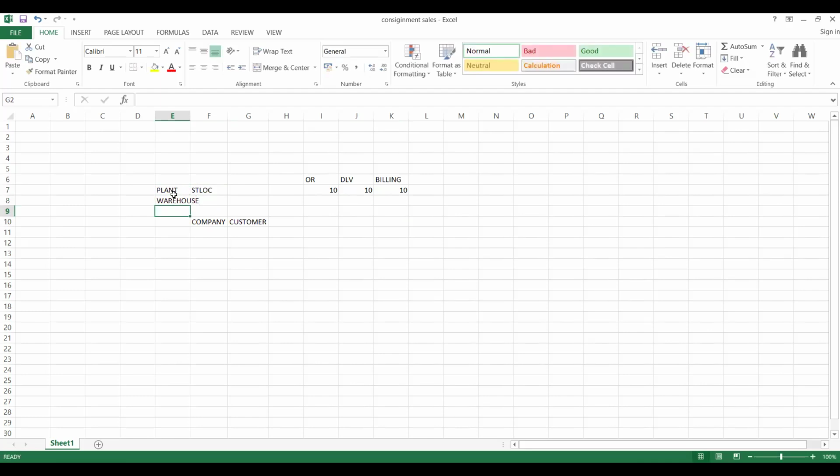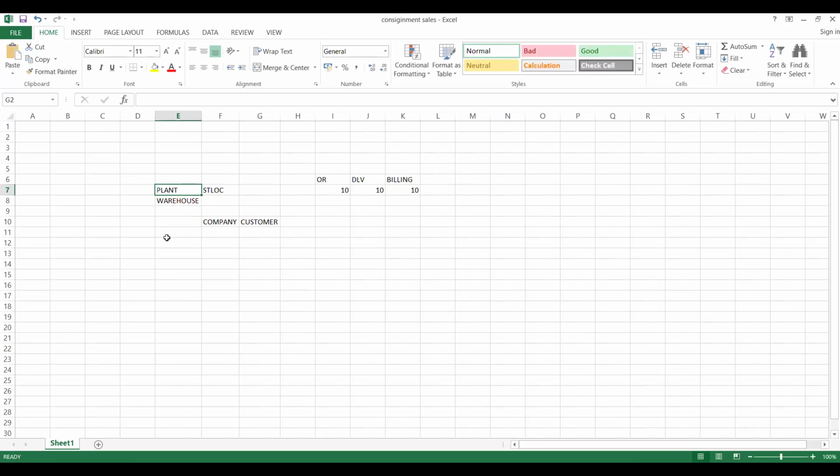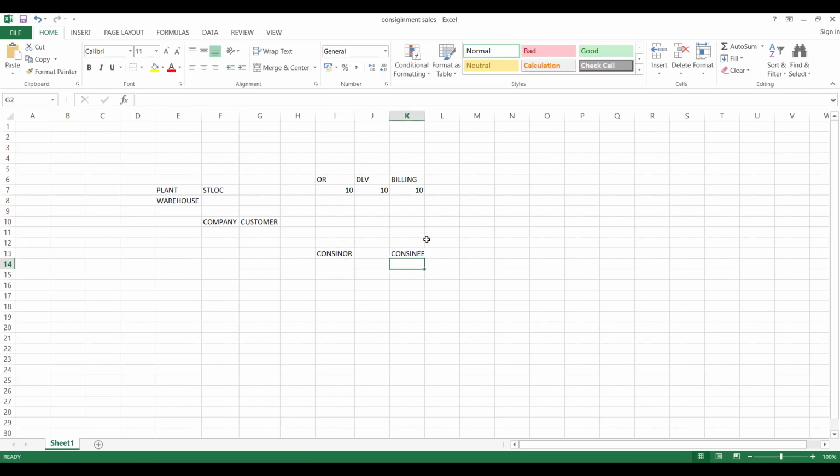So this is how you are having two kinds of stocks in SAP sales. So what is this consignment sales? Who is the consigner and who is the consignee? Consigner means who actually sends the stock and maintains it at the consignee location. Consignee means your customer. The consigner means your company.